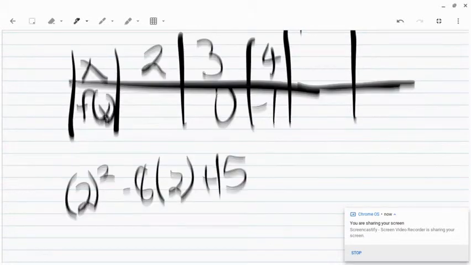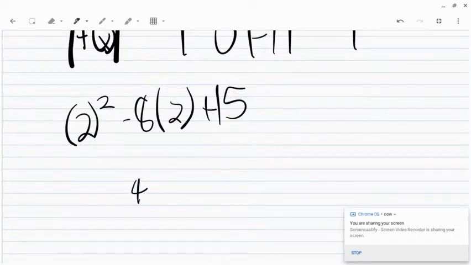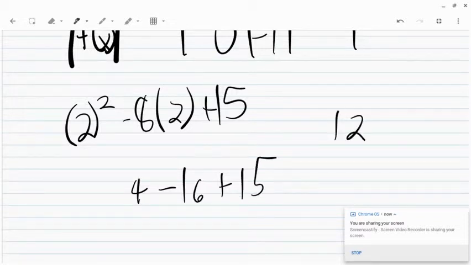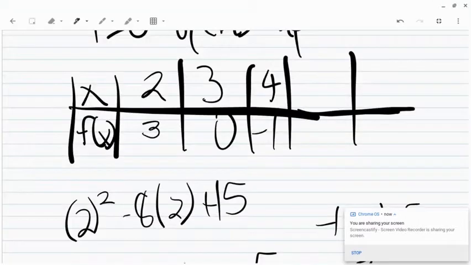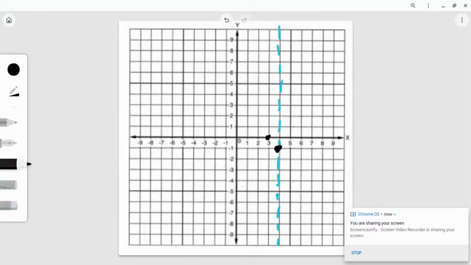So now you just simplify. 4 minus 16 plus 15. 4 minus 16 equals negative 12. Negative 12 plus 15 equals positive 3. So then you just put that in your table. And then you go to your Cartesian graph, where you're putting your parabola. Then you put 2, 3. And there you go.